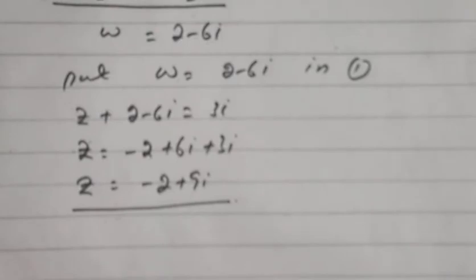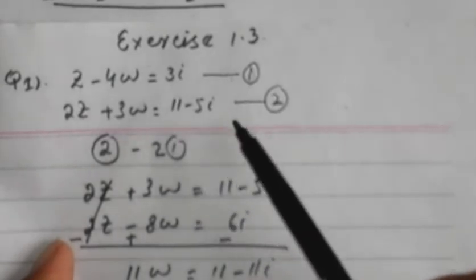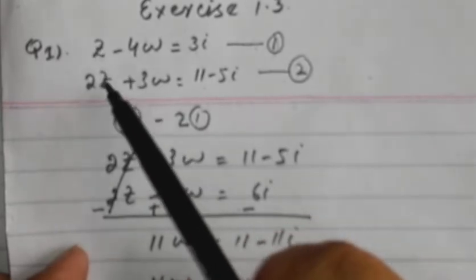Similarly, look at part first. Part first, z - 4w = 3i, and second equation is 2z + 3w = 11 - 5i. First of all, give them names, equation 1 and 2. Then look, here the coefficient of z is 2 and here 1. So multiply equation 1 by 2 and subtract it from 2.